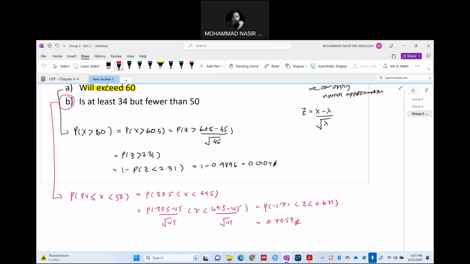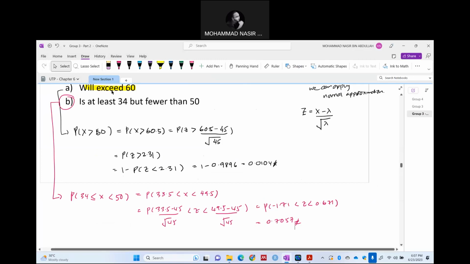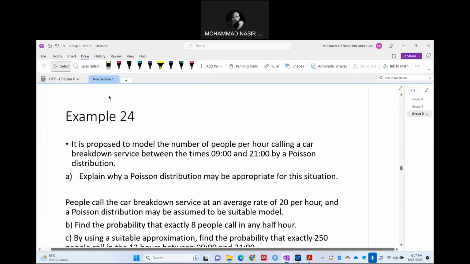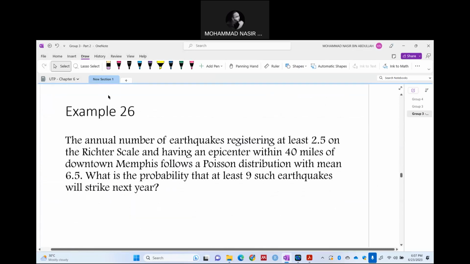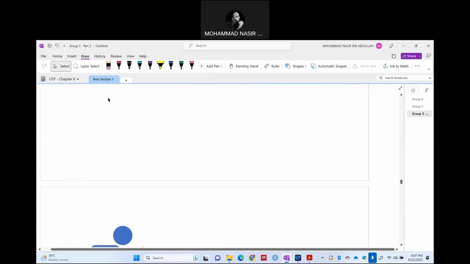Okay, can? Very simple. So if you understand the first part just now, which is the binomial problem, the steps are the same, right? So now we have a different condition when lambda is more than 5. Okay, done. Right, let's look at example 24. Then I think example 25, 26, 27, you can do by yourself.